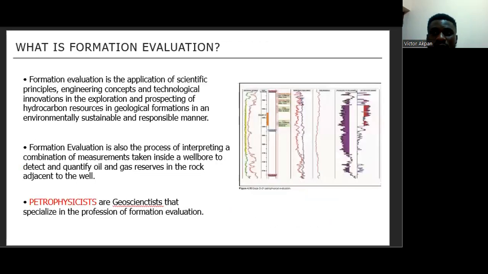What is formation evaluation? Formation evaluation is simply the application of scientific principles, engineering concepts, and technological innovations in the exploration and prospecting of hydrocarbon resources in geological formations in an environmentally sustainable and responsible manner. Formation evaluation is also the process of interpreting a combination of measurements taken inside a wellbore to detect and to quantify oil and gas or hydrocarbon reserve in the rock adjacent to the well. And professionals who are saddled with the responsibility to evaluate formations or to evaluate hydrocarbon in the formation are called petrophysicists.